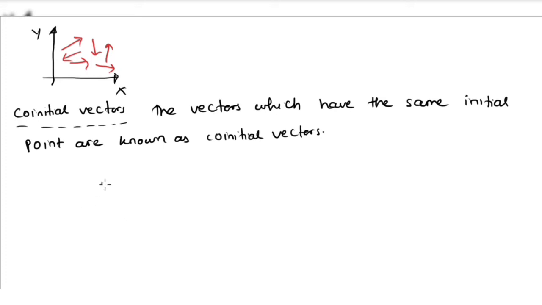Let me draw the diagram here. Suppose this is the point O, and from this point O a number of vectors originate. A number of vectors start from a common point or from the same point. This is vector A, vector B, C, D, E and F. So you can see that 6 vectors A, B, C, D, E, F start from the same point O. That's why they are known as co-initial vectors.